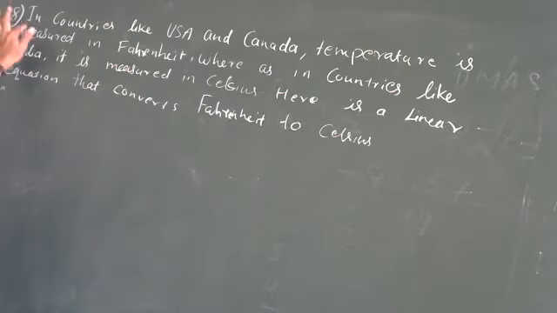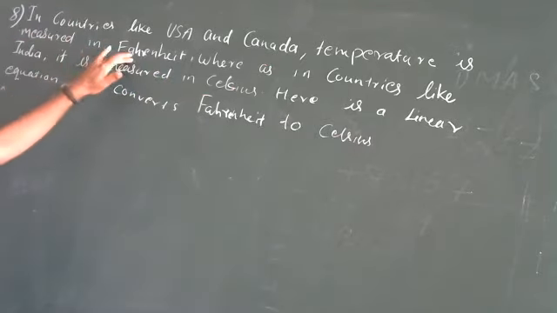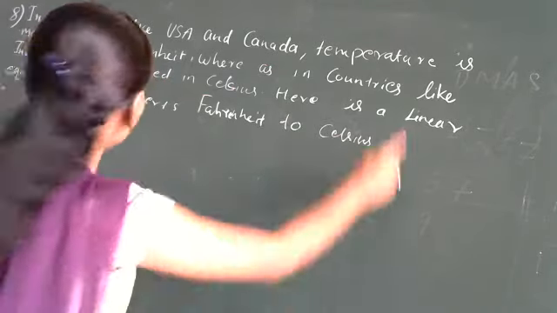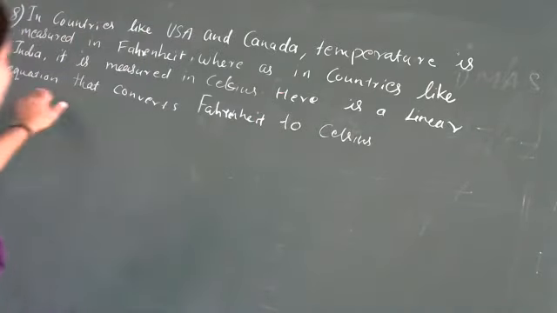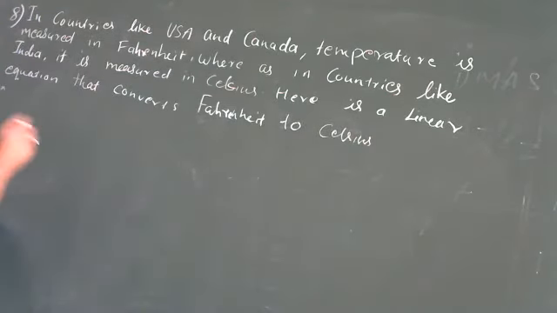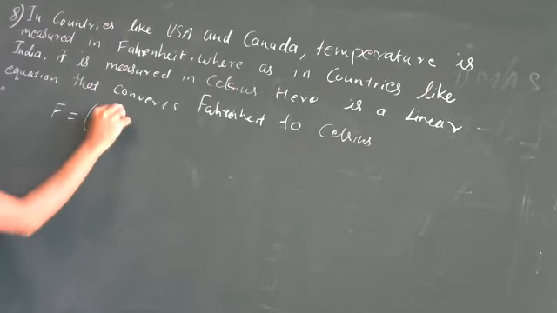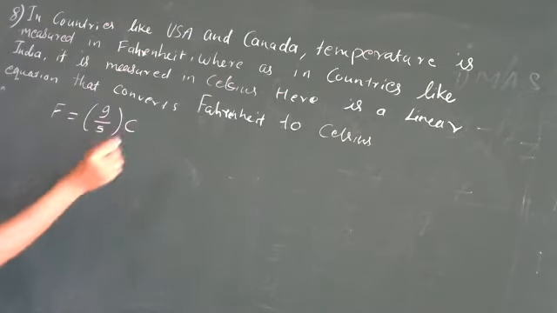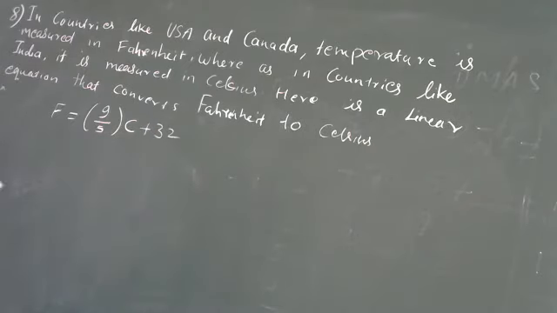So here, in countries like USA and Canada, temperature is measured in Fahrenheit, whereas in countries like India, it is measured in Celsius. Here, the linear equation is already given. So we are having a linear equation. This is the example from your exercise, example number 8. So the given expression is F is equal to 9 upon 5 into C plus 32. And in this question we are having sub questions.